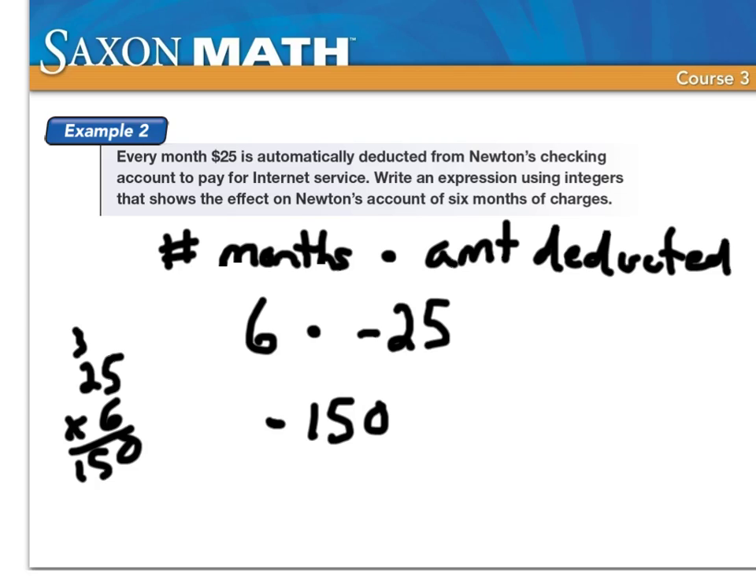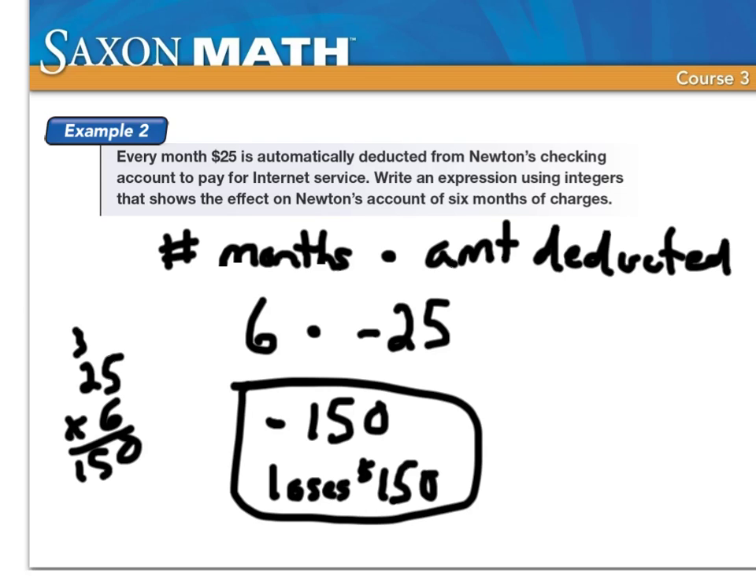So this is the expression using integers that shows the effect on his account. What this means is that he loses $150. So here's the number that we get. This is the expression in integers, negative 150, and this is what it means. He loses $150. They have to take $150 out of his account. Alright, let's keep going on.